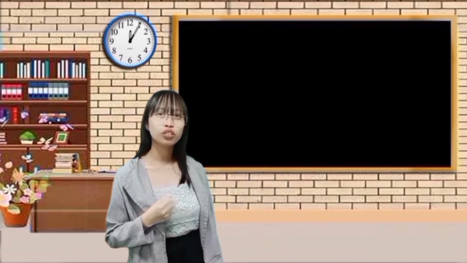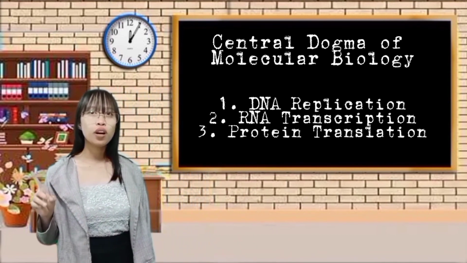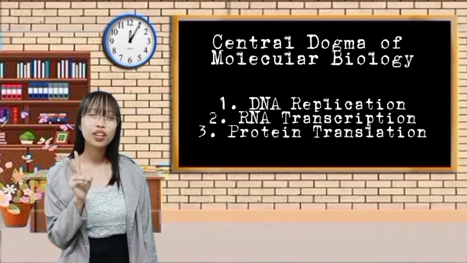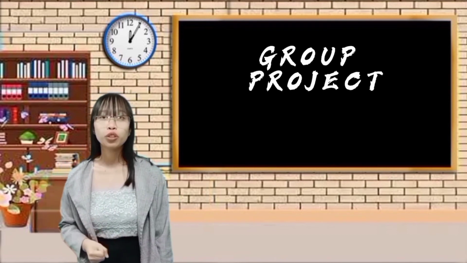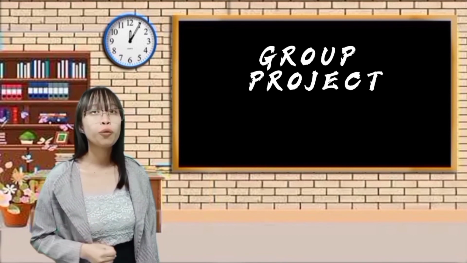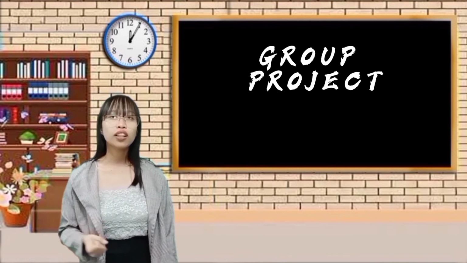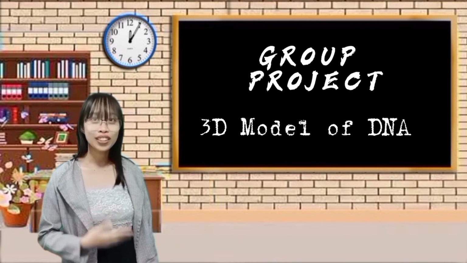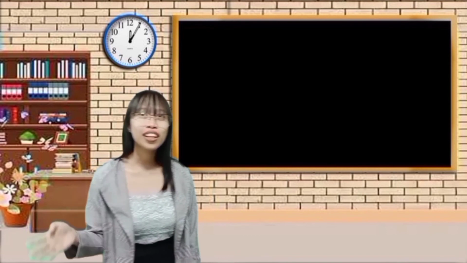For your assignment, do an advanced reading about the central dogma of molecular biology and define the following terms. Number 1, DNA replication. Number 2, RNA transcription. And number 3, protein translation. Also, I will give you a group project and you need to do it for 3 weeks. Your project is to construct a 3D model of DNA. Next meeting, I will give the project criteria. Is everything clear?